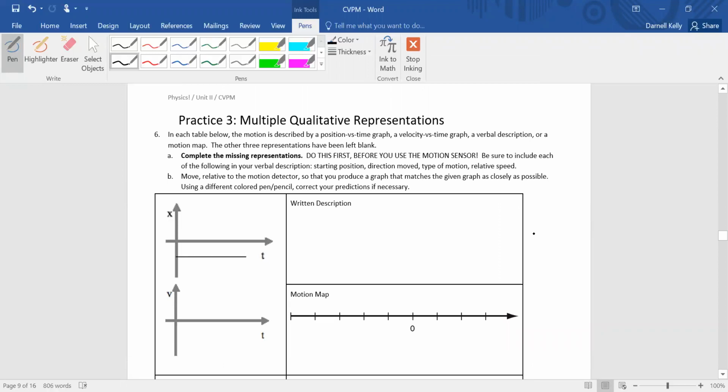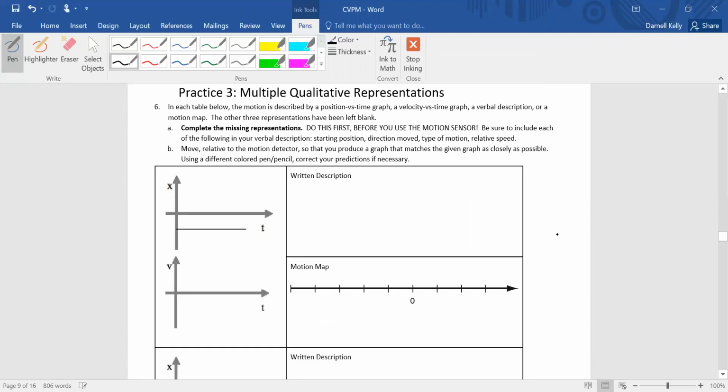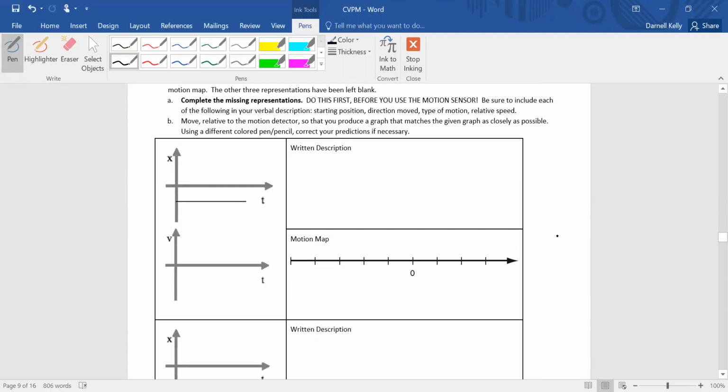So you're scrolling down the packet, we're now at practice 3, multiple qualitative representations. So I'm reading all that. What we're going to do at this point, for each box here, is look at the XT graph, position versus time, translate that to velocity, describe what's going on, and then write a motion map.